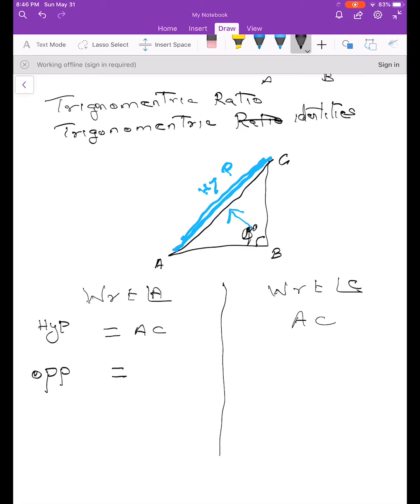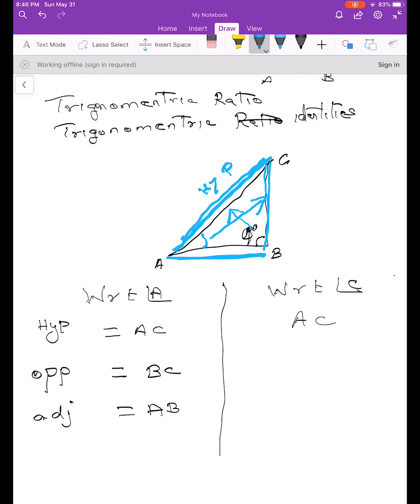With respect to angle A, the side opposite to angle A, that is BC, is the opposite. The other side, AB, is the adjacent. Similarly, we can write for angle C also.